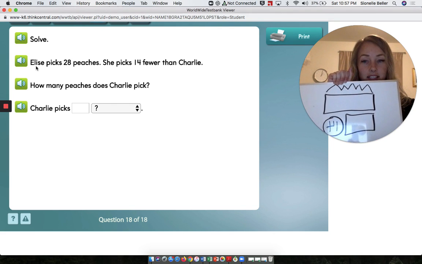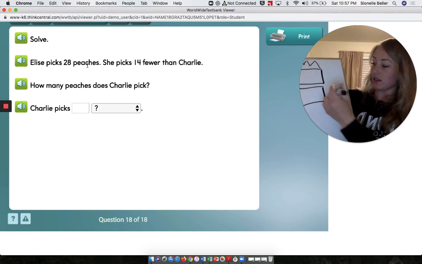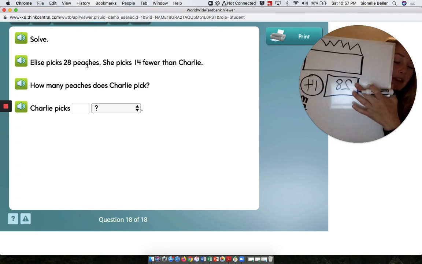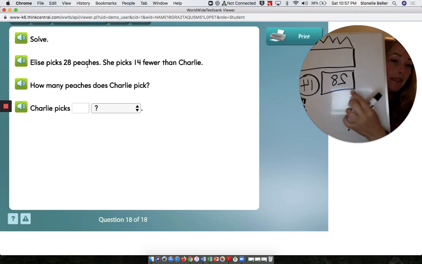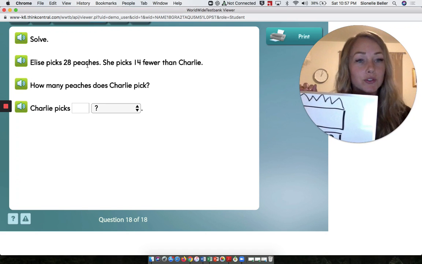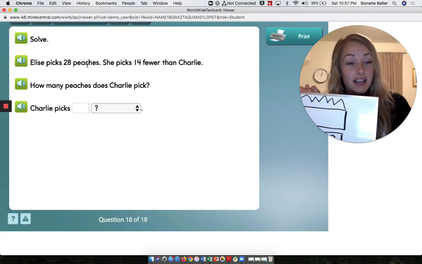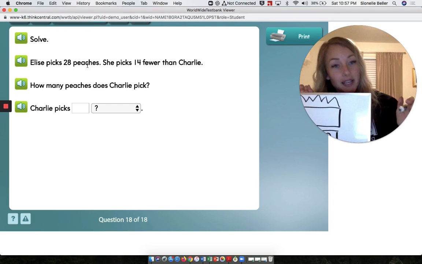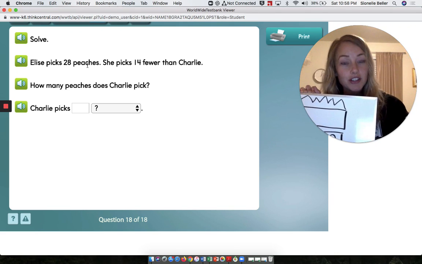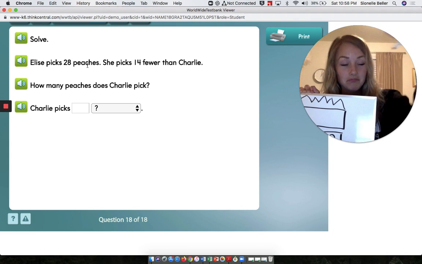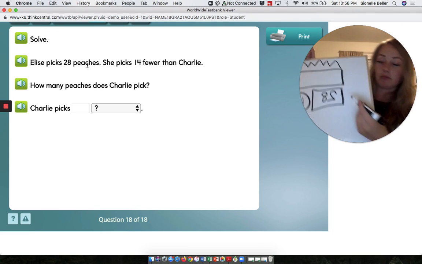Let's look at the problem. It says Elise picks 28 peaches. So we can put Elise's number down here because we know it. Okay, so we know that Elise picked 28 peaches, and that was 14 fewer than Charlie. How do we get up to Charlie? How do we get up to the castle, to the king or the queen of the problem? The king or the queen is in the castle up on the hill. So we have to get higher. Which one will make the numbers go higher, adding or subtracting? Adding. So we're going to add these two numbers.